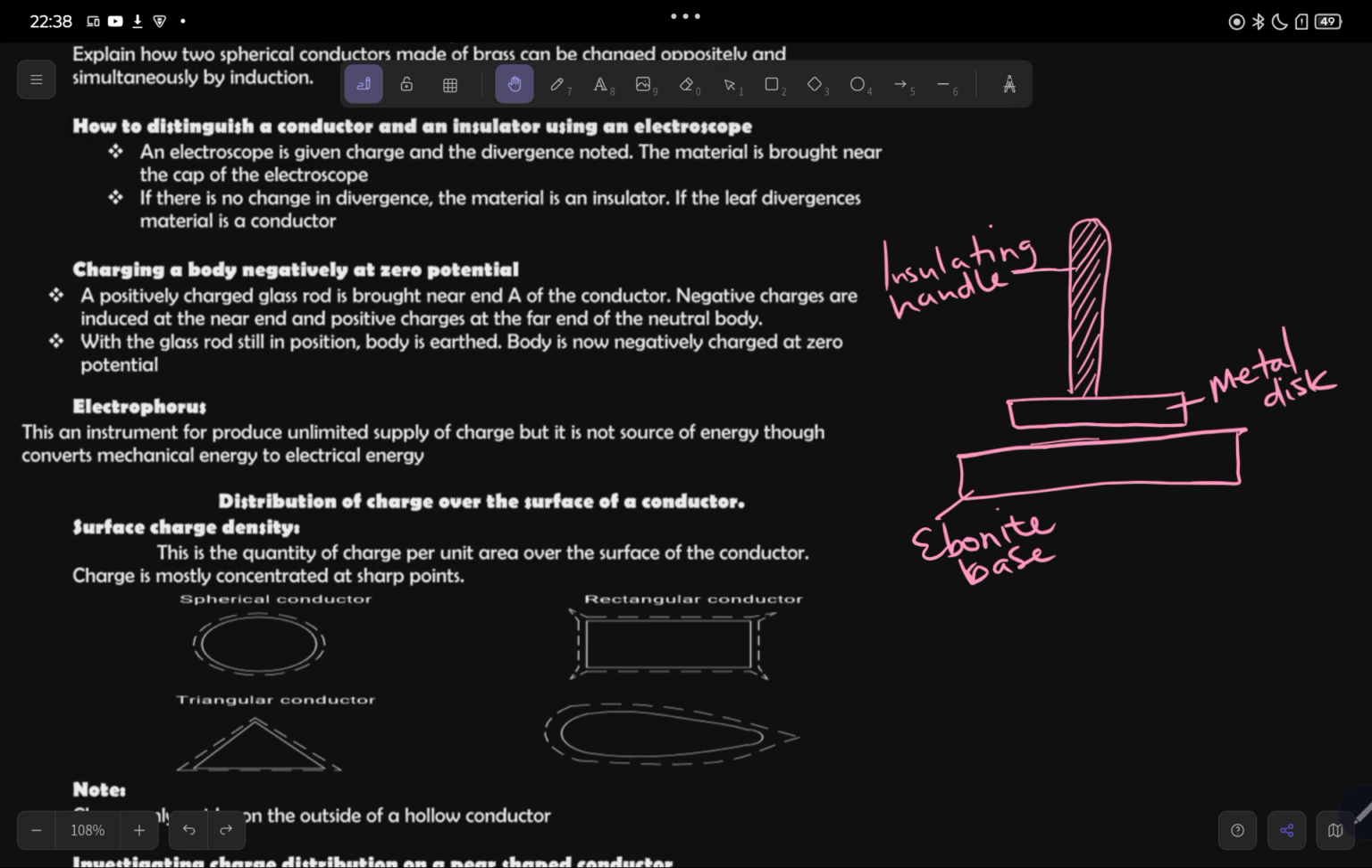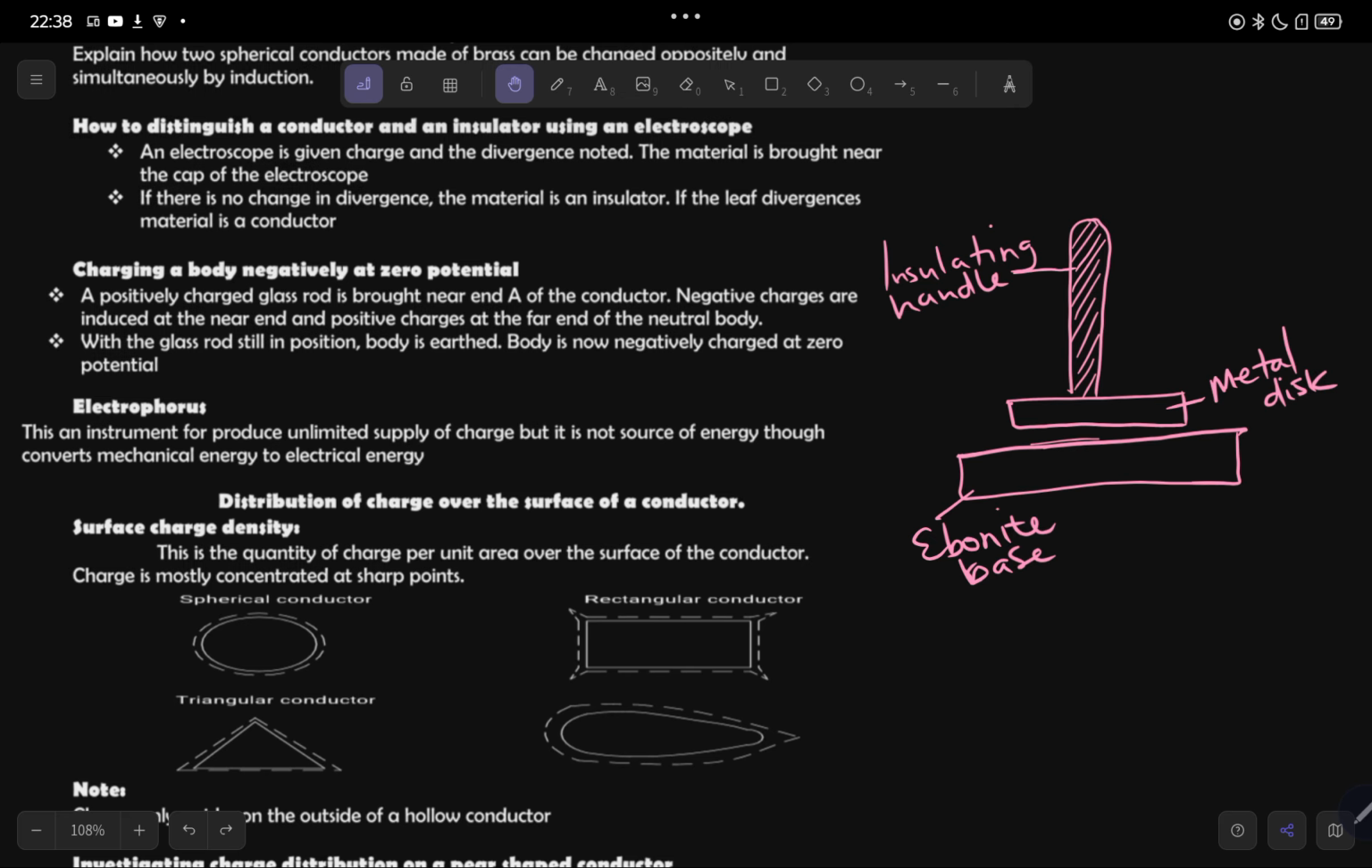Charging a body negatively at zero potential. How do we do it? When you want to charge a body negatively, we said it's done by induction. We said we must use a positively charged rod as the inducing rod. So we bring it near the end of the conductor, which is standing on an insulator. When we bring it near the end, the negative charges are induced on the end that is near the inducing charge, and the positive ones are repelled to the far end of the neutral body, as we have seen before.